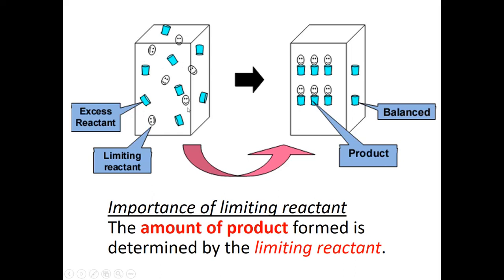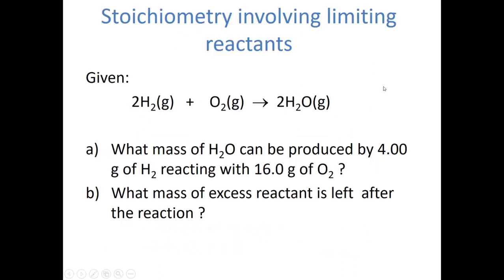Here is the excess reactant, because katalah kita kira sini ada berapa yang biru ni. 1, 2, 3, 4, 5, 6, 7, 8. So the blue color has 8. And here the smiley: 1, 2, 3, 4, 5, 6. Smiley is the limited one, so it is referring to the limiting reactant. And the importance of the limiting reactant is that the amount of product formed is determined by the limiting reactant. Here is the balance for the excess reactant, and stoichiometry involving limiting reactants.